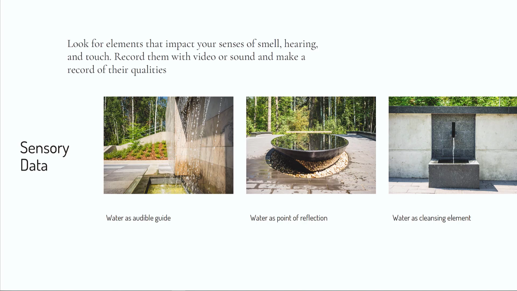Water was also used as a point of reflection in different places. This is an example of a large stone water table, but there were other examples on the site of where water was used as mist or as a wetland surface. Water was also used as a cleansing element. So there were a lot of places where you were invited to touch the water with your hands in a way to sort of ritually clean yourself as you move through the space.